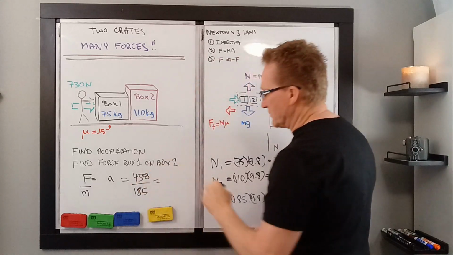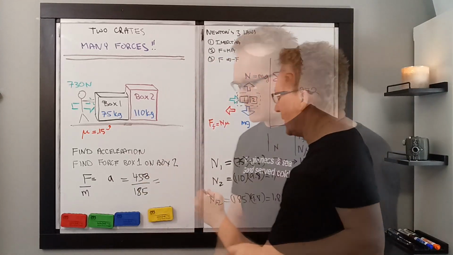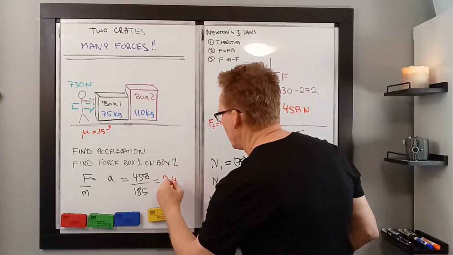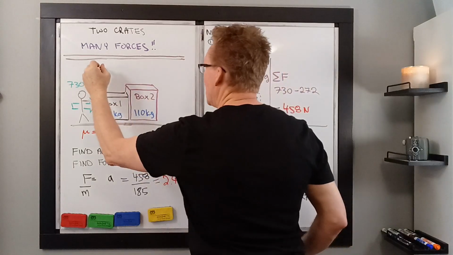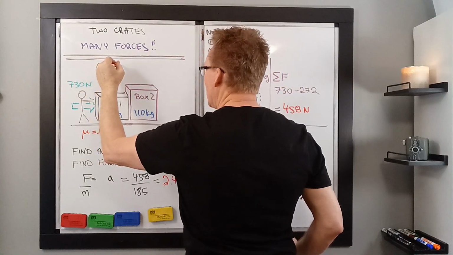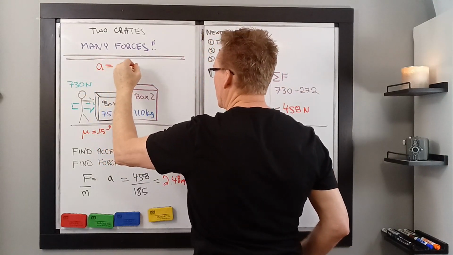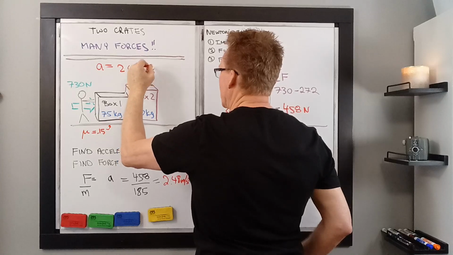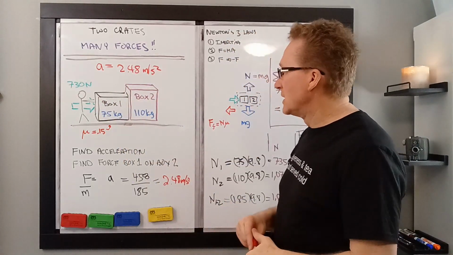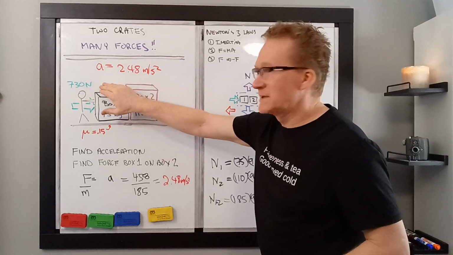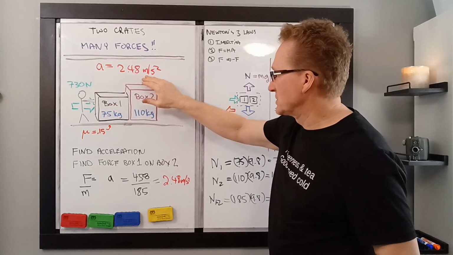And that's going to be about 3. Let me just check my calculator. I am getting 2.48 meters per second squared. Let's write that up here. The acceleration of this system here is equal to 2.48 meters per second squared. That's the acceleration of both the boxes tied together. So now we found out, if that's the acceleration of box 1, that's also the acceleration of box 2.